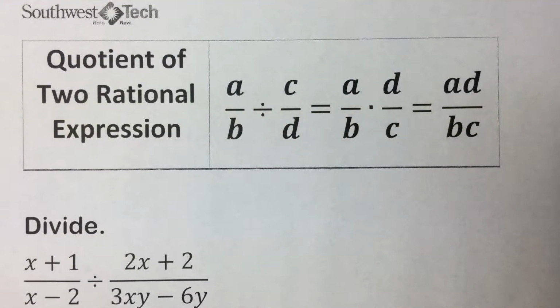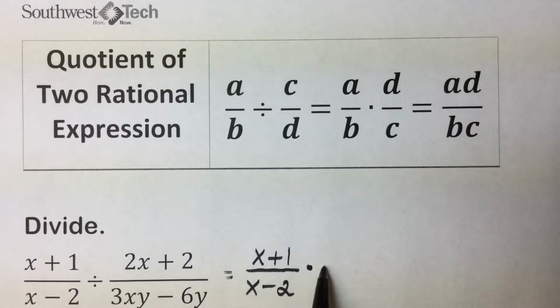We will first multiply by the reciprocal, so we'll leave the x plus 1 over x minus 2, change our division into multiplication by the reciprocal, which means the numerator becomes the denominator and the denominator becomes the numerator. And while we're at it, we're also going to factor.